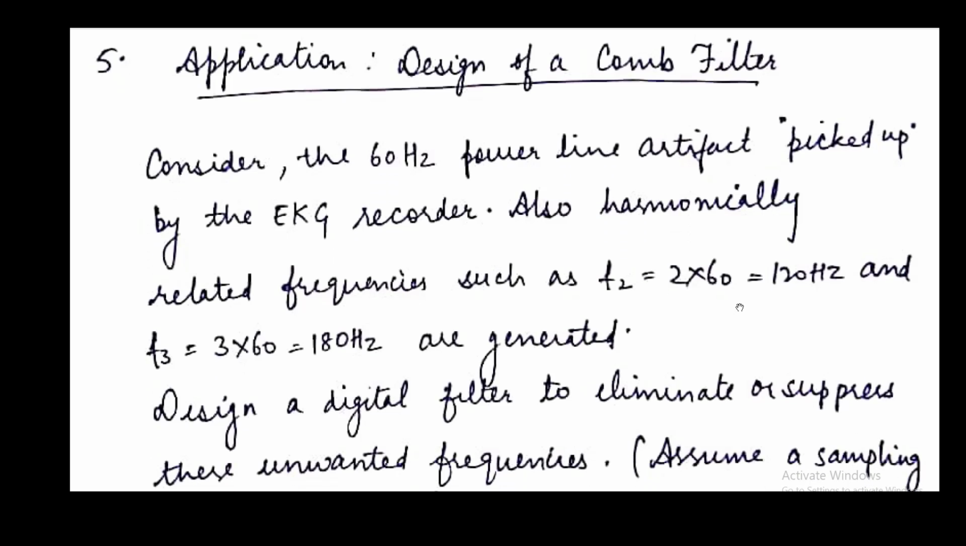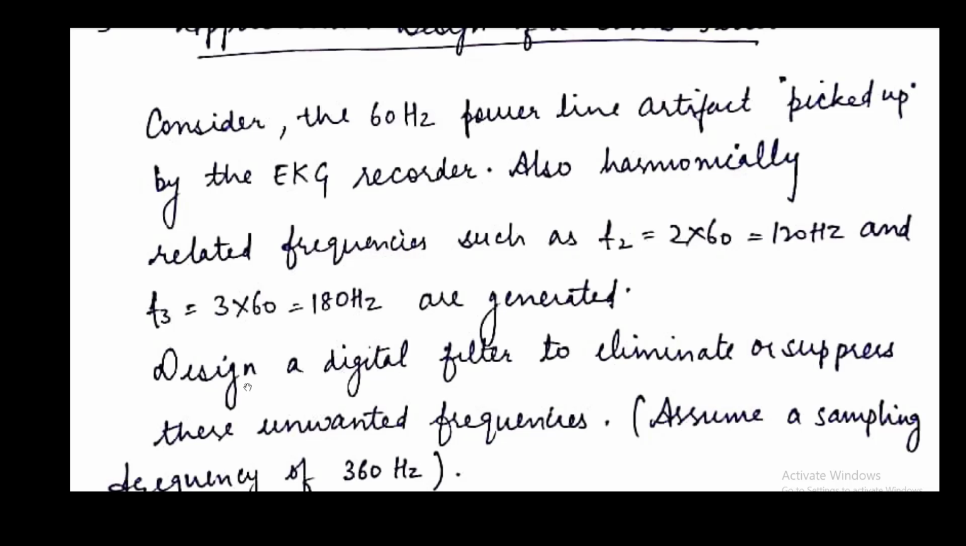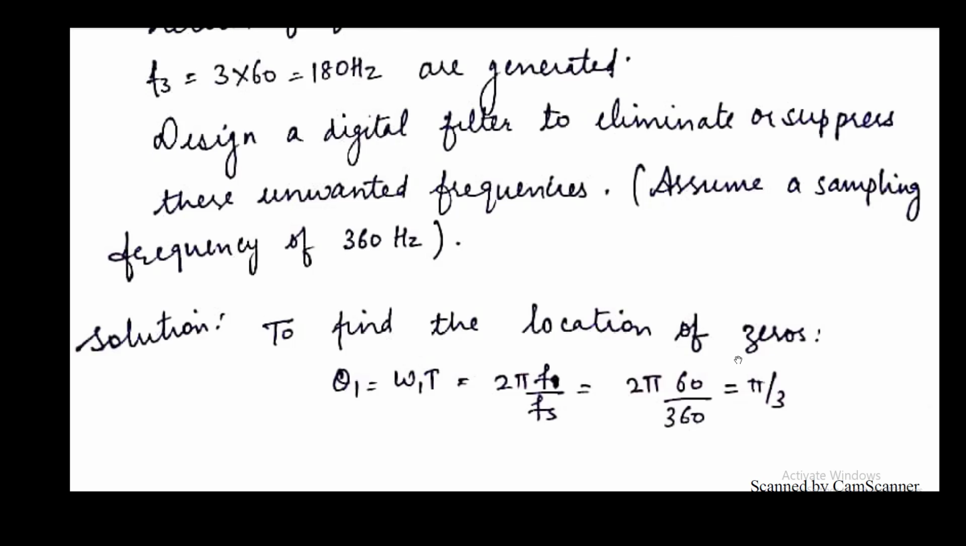Now our motive is to design a digital filter to eliminate or suppress these unwanted frequencies, and for that we are assuming a sampling frequency of 360 Hz, that is Fs is 360 Hz. Because we are using Z transform, we have to design a filter such that it is 0 at these fundamental and harmonic frequencies. So how will you find the location of zeros? Again we know the formula to find the location of zeros.